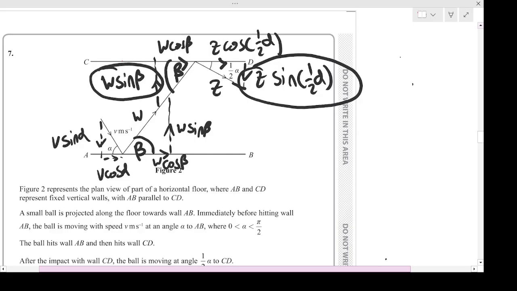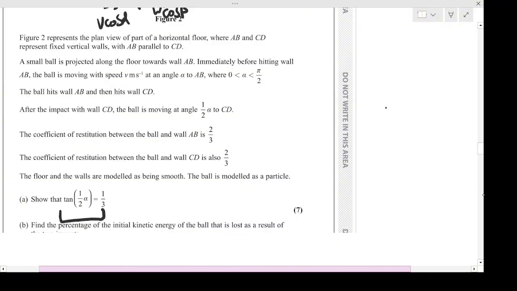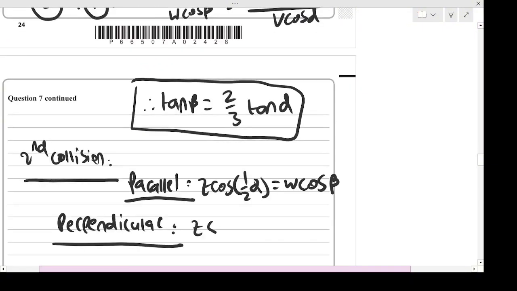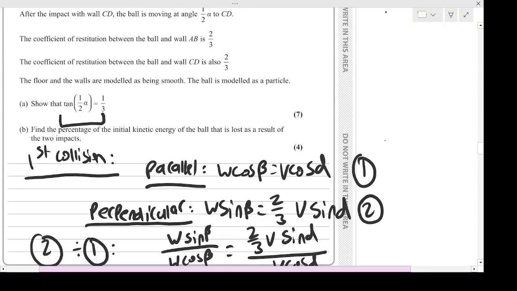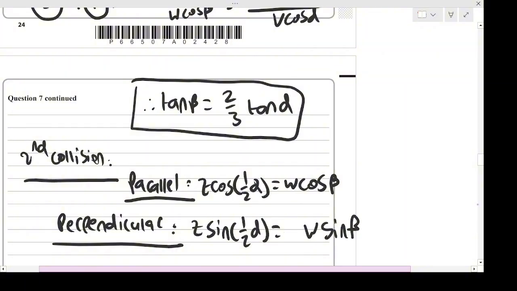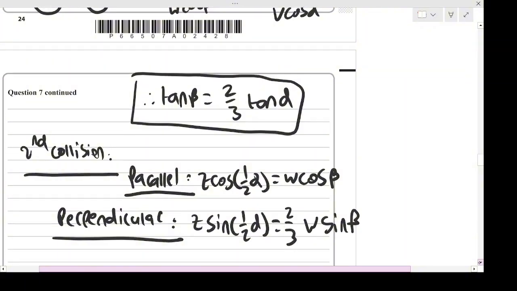That's again going to be affected by E. So Z sine of a half alpha is going to be E lots of the original W sine beta. So there we are. Also, we know that E is 2/3 with that wall there. So I can say E is 2/3.